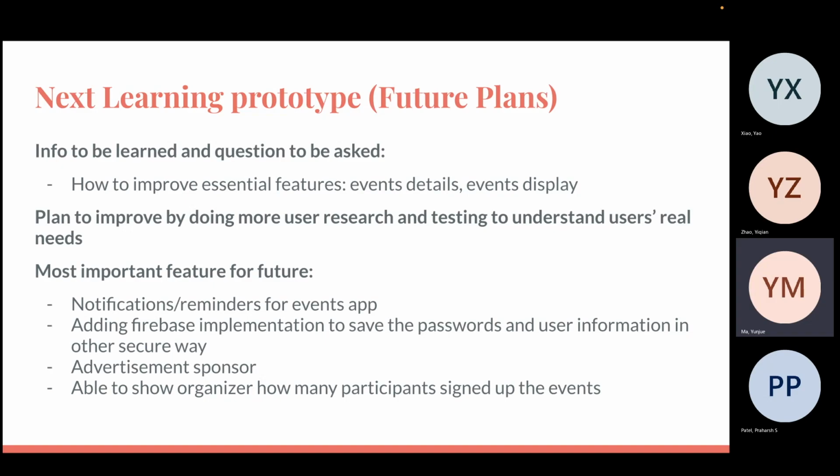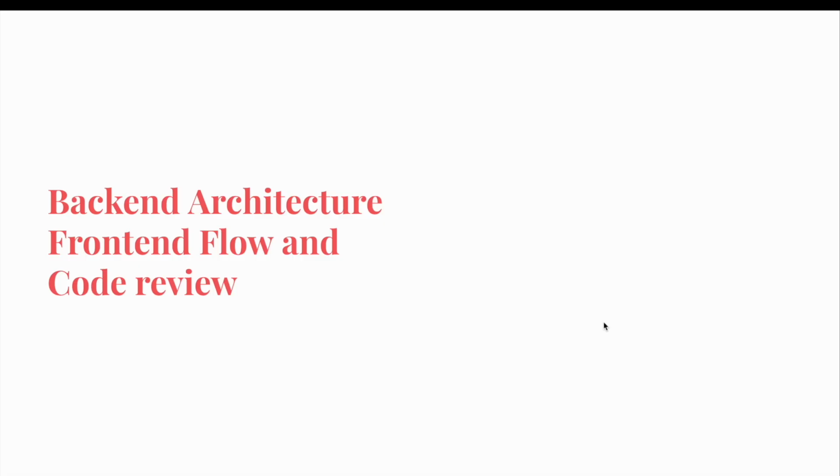So for the next learning prototype, some important features we want to do in the future are notifications for the events app and also adding Firebase authentication to enable user login. And we also want to find some sponsor for the advertisement. Then we want to be able to show the organizer how many participants will attend the events. So now I'll go over the backend architecture, the front-end data flow, and the code review.